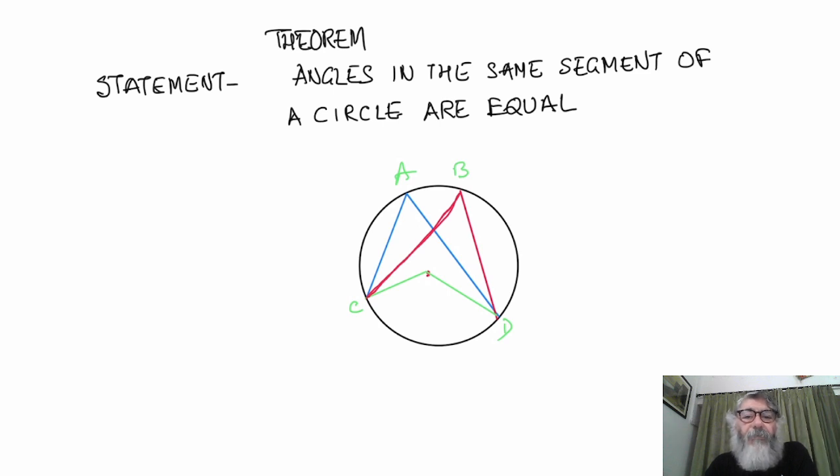After that, I gave you a very small demonstration showing what a segment is. A segment is the area included between any arc and the remaining part of the circumference. Now here I'm talking about angles in the same segment of a circle are equal. Angles in the same segment of a circle are equal.